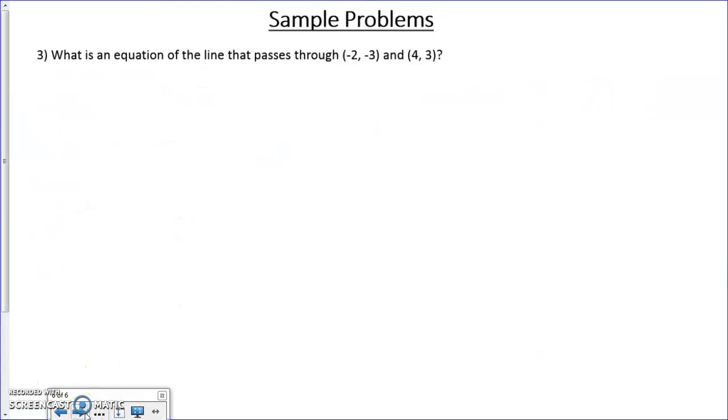Let's look at one more. What is an equation of the line that passes through negative 2, negative 3, and 4, 3? This is like a problem we saw earlier. First thing we need is the slope.